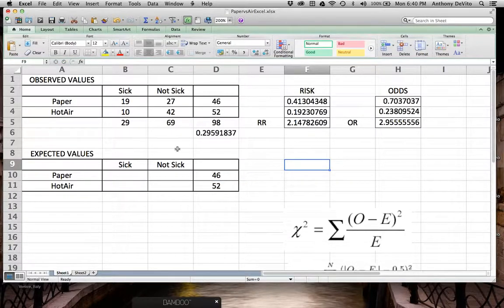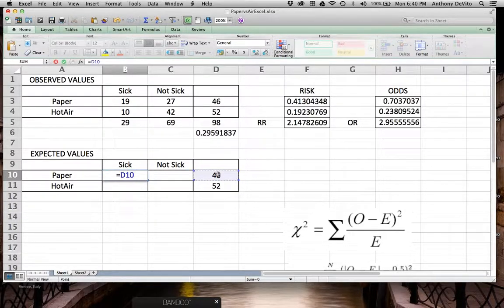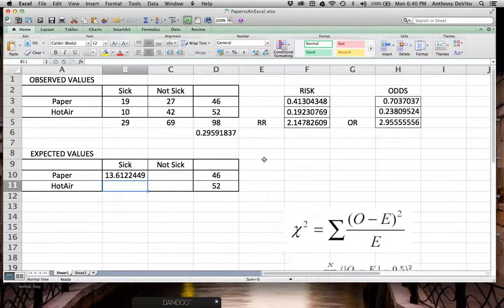Okay, so if everything's equal, the rate of illness is the same for paper and hot air. Out of those 46, how many would we expect to get sick? We'd expect 46 times 0.295, right? We'd expect 13.61 people to get sick. Notice when I do the expected values, I'm not going to always get an even number. Okay, how about the people that used hot air? How many of them would I expect to get sick? I would expect 52 times, what percentage of the 52? Again, 29.59%. Okay, 15 to get sick.